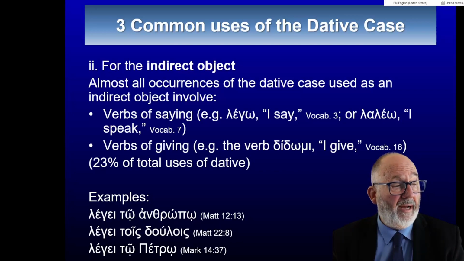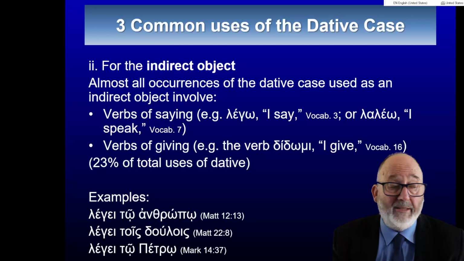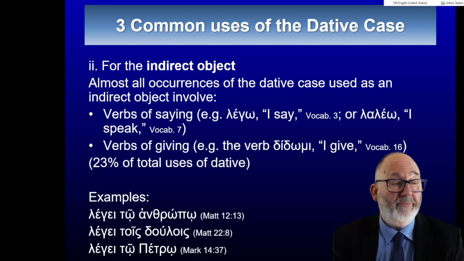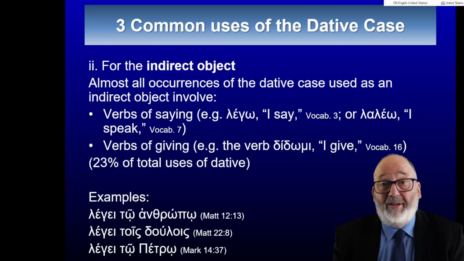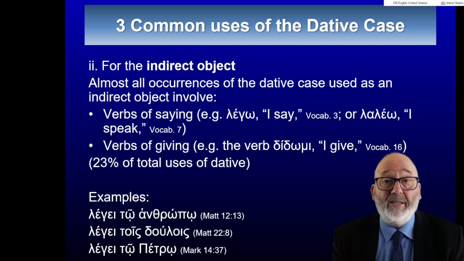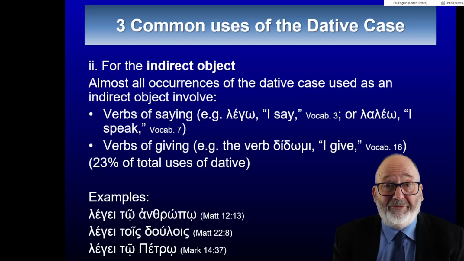Legai, to, anthropo. That's found in Matthew 12. And as you can see, it's easy to translate. He said to the man. Legai, tois, doulois. He said to the slaves. Legai, to, petro. He said to Peter. So it makes sense. It's easy to translate. We just say, oh, that's in the dative case, and it's a verb of saying. Therefore, it must be an indirect object.